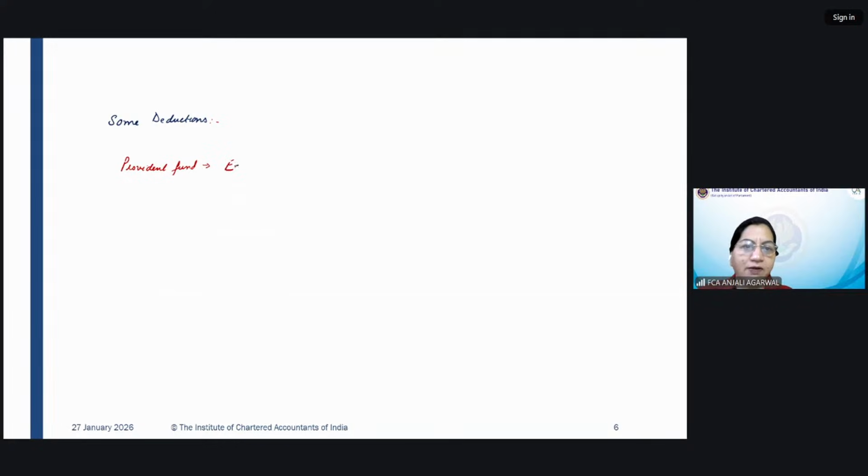Here, the employer may make a contribution to the provident fund. The employee may also make a similar contribution, or less or more. So the employer and employee both will make a contribution to the provident fund. This is statutorily also required as per the law when you have a number of employees exceeding a certain limit.